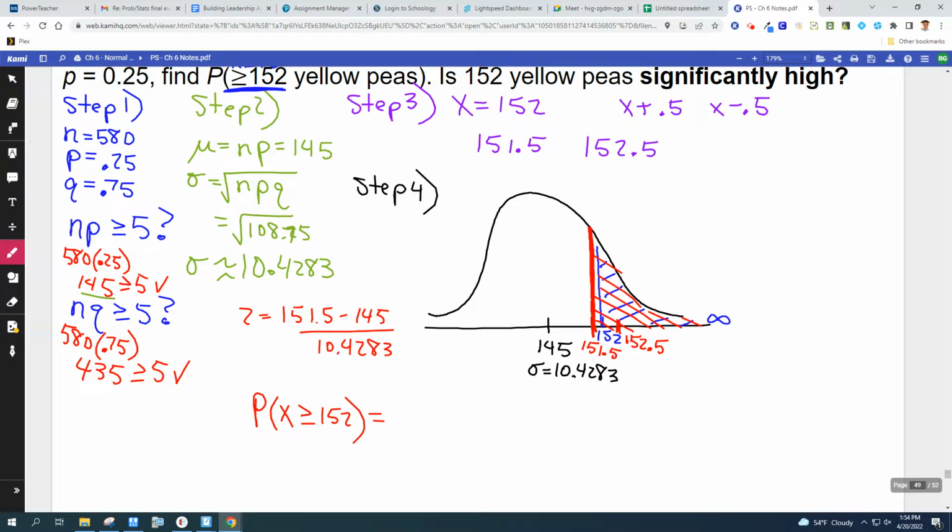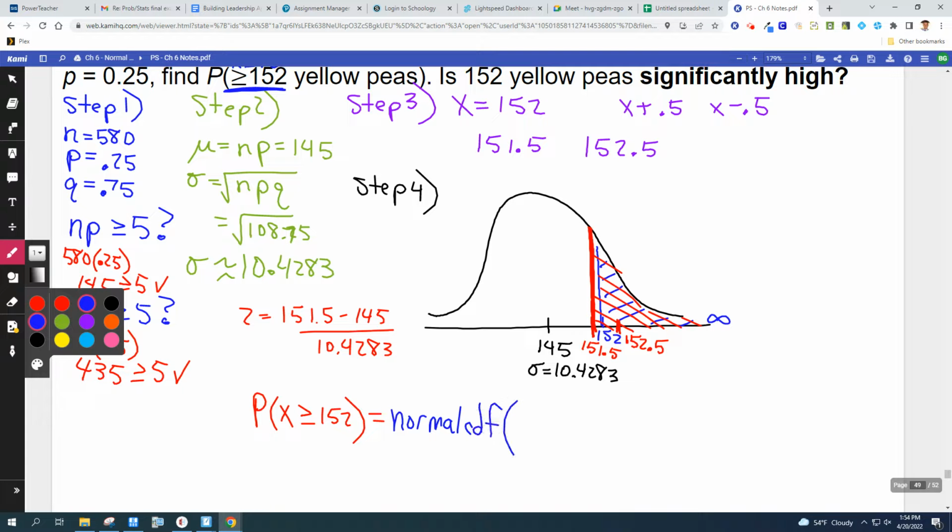And it makes sense to me when I look at that picture. I want between 152 and infinity, from 151.5 actually, with a correction, to infinity. I'm going from 151.5 to infinity. So when you do your normal CDF, the left bound, the left side, is 151.5. It's going all the way to infinity.